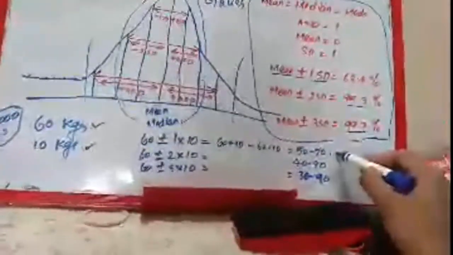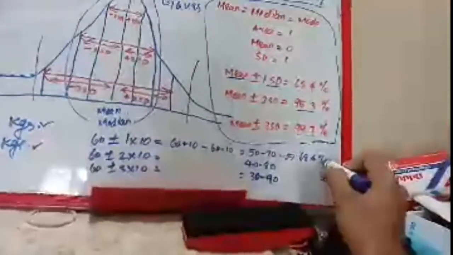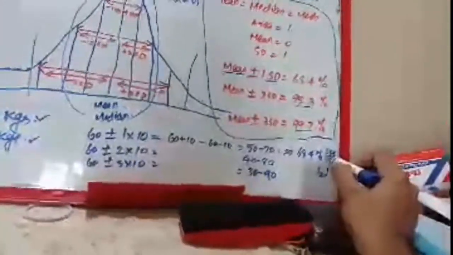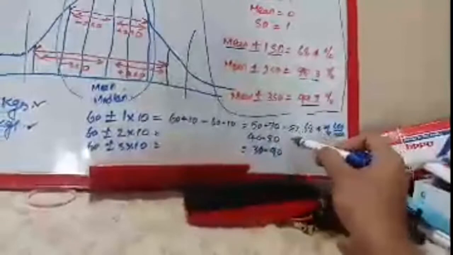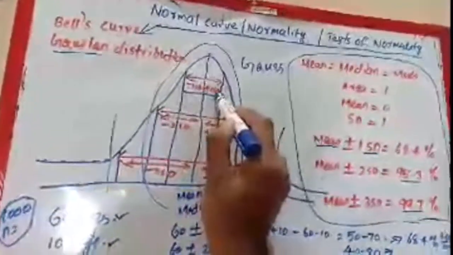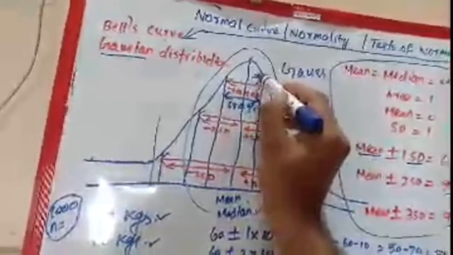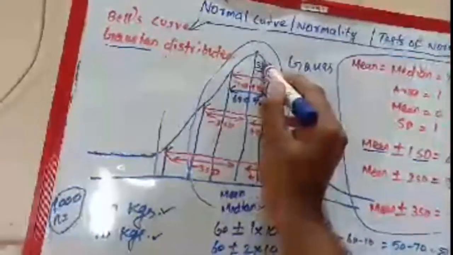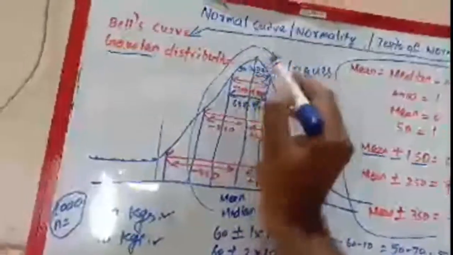So 68.4%, that is 684 people out of 1000, will be within the range of 50 to 70 kilograms. It should be within the range of 50 to 70 kilograms. That is this one, 68.4%. So above the mean there will be 34.2%, and below the mean, 34.2%.